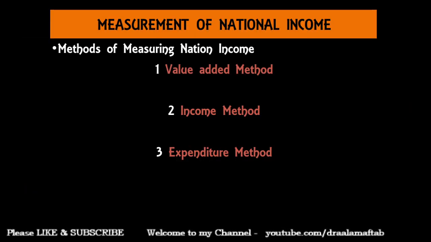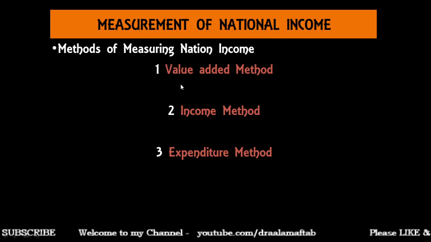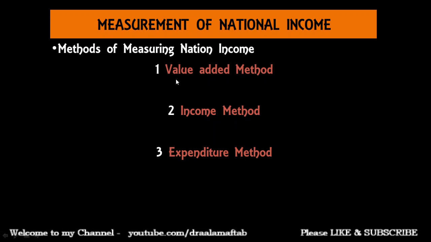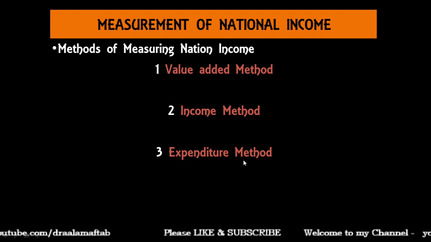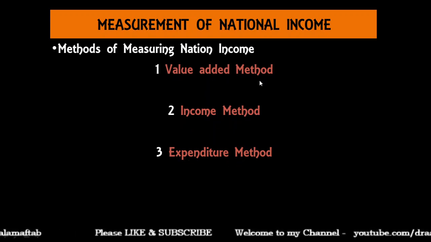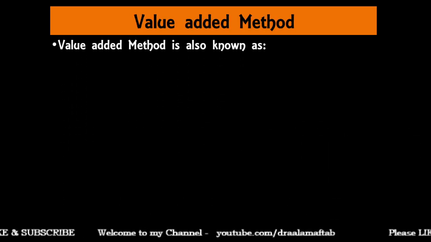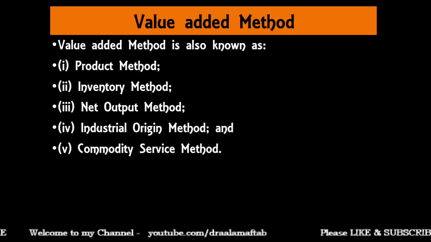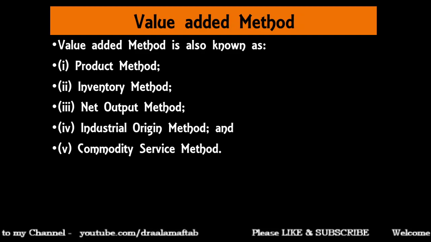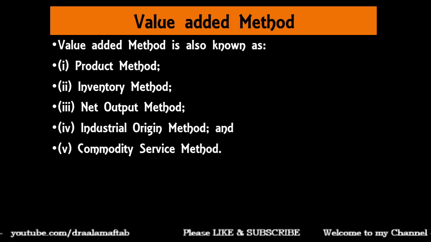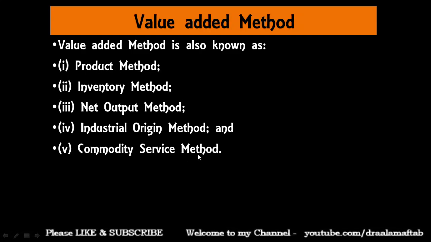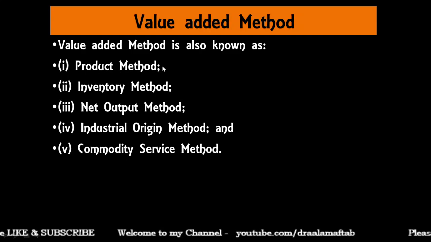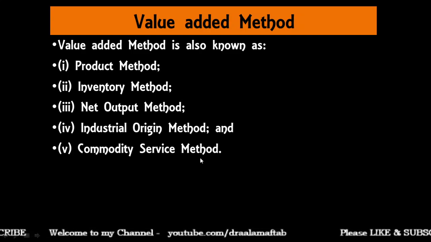So let us start with the topic measurement of national income. As I said, there are three methods of measuring national income: value added method, income method, and expenditure method. So let us take the first method, that is value added method. Value added method is also known as product method, inventory method, net output method, industrial origin method, or commodity service method. It is known by these names.